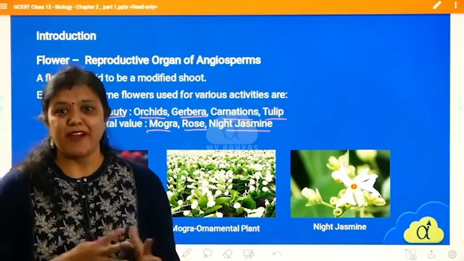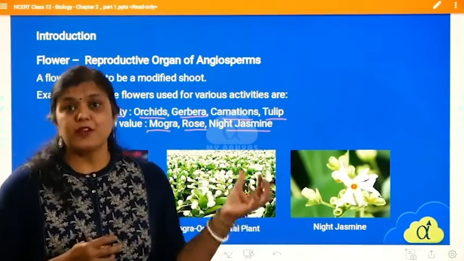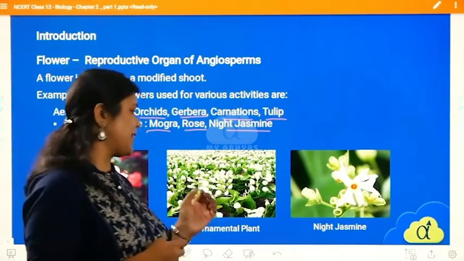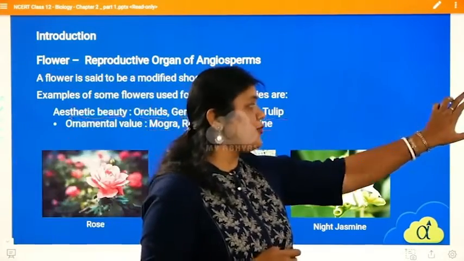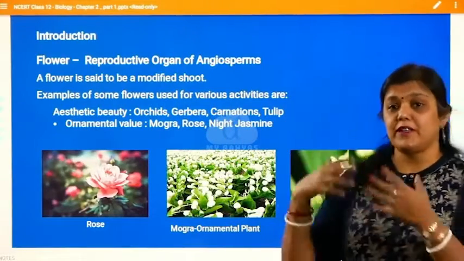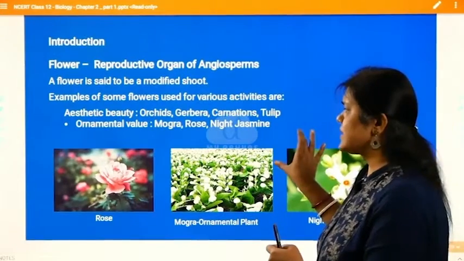I am a very big fan of all the different types of flowers. I love flowers, but I love to see the flowers blooming on a plant rather than plucking it and using it for something else. Okay, so mogra is one of the very important ornamental plants, and I hope you know that mogra flowers are used by women a lot to put in their hair as a hairband and whatnot. So many things have been done.